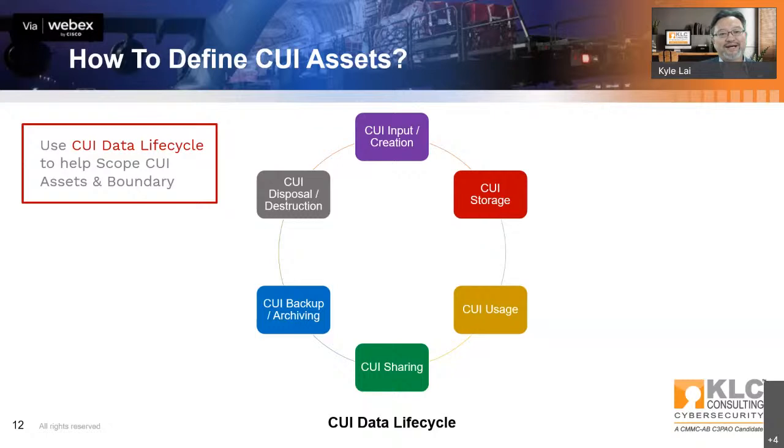So the very last step is the disposal or destruction of the CUI, right? At the end of the life cycle, if you no longer need that information, CUI, you probably want to destroy it. How do you destroy it? Who is destroying it? Is that yourself, or do you outsource it to some other company to do it, right? So you want to take them into consideration as well.